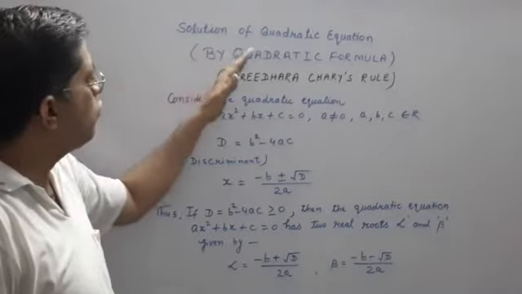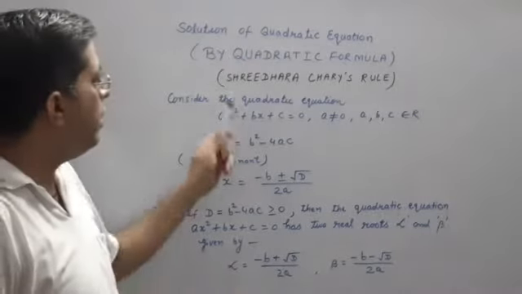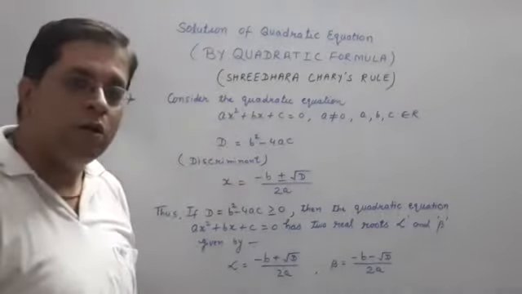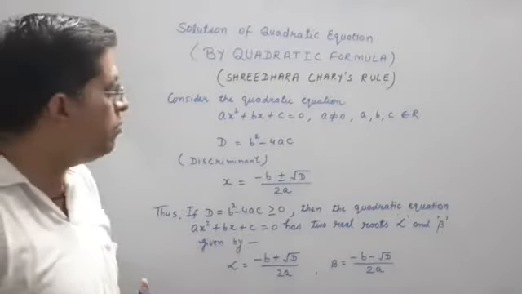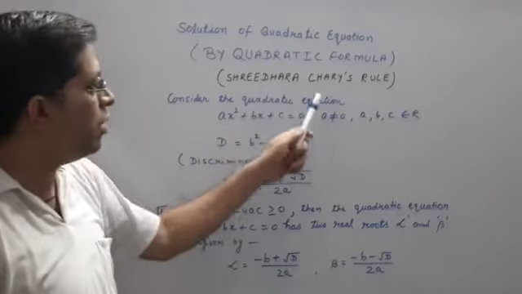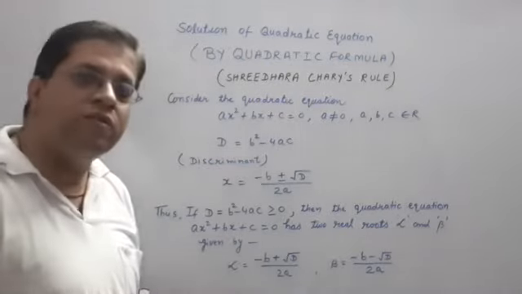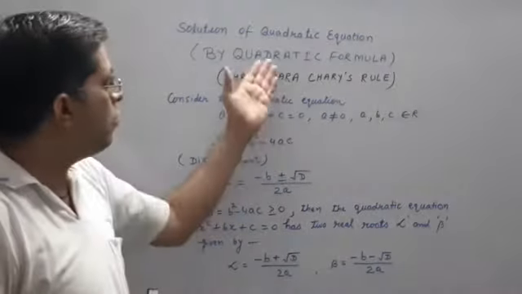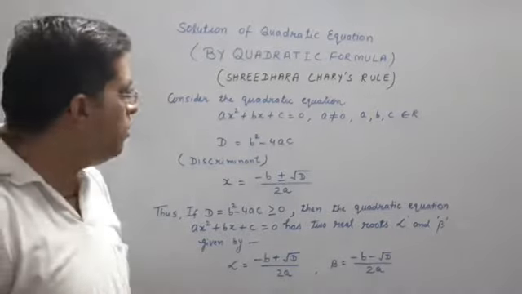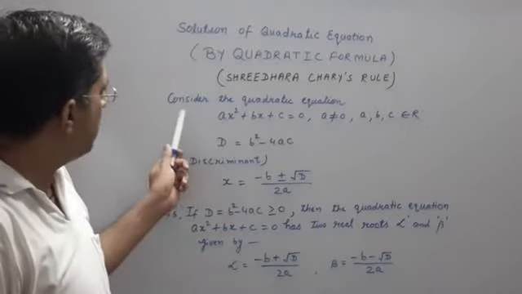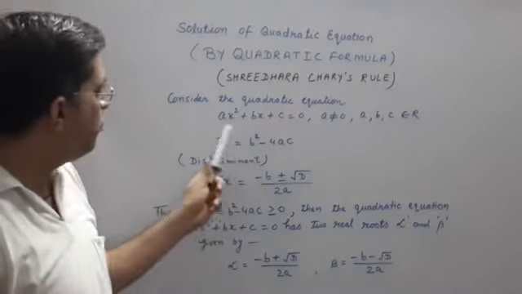Solutions of quadratic equation by quadratic formula. One famous mathematician whose name is Sridharacharya has given this quadratic formula. He was an Indian famous mathematician. What is the formula? Let you see.